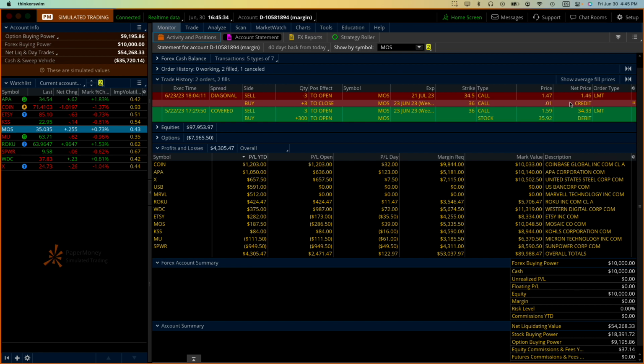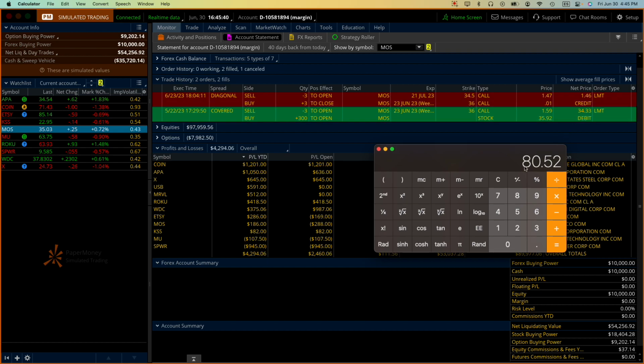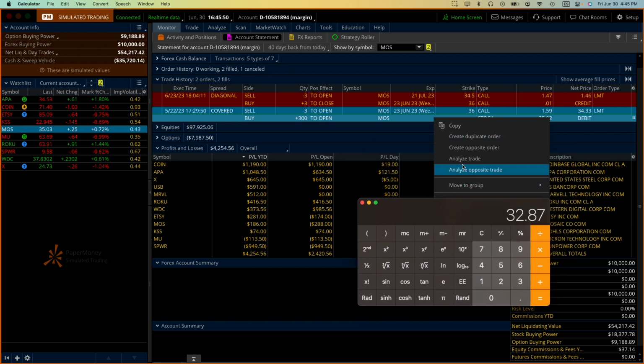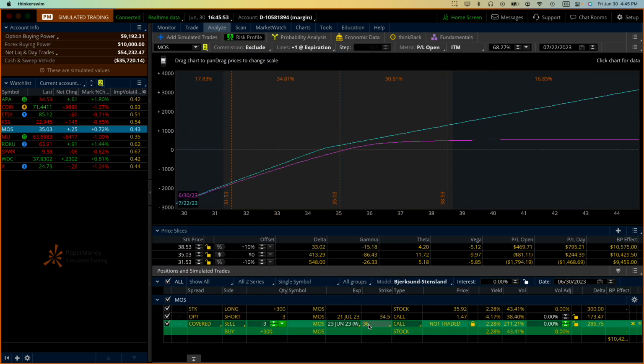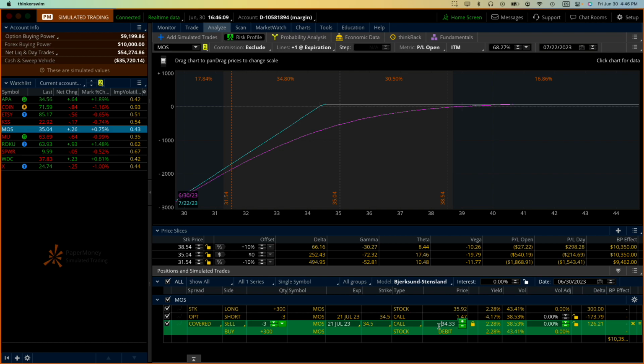So same calculation. The same calculation is 34.33 minus 1.46. The new price is 32.87. We can analyze that. Change the strike price to 34.5 and the date to July 21st. We don't need to change anything. I just want to make a record of what we have.